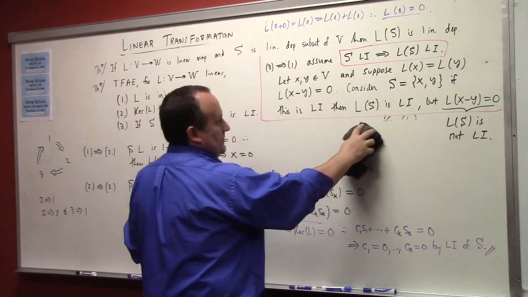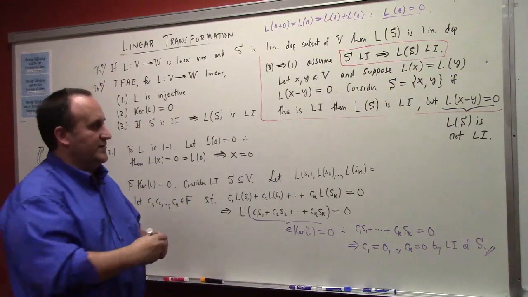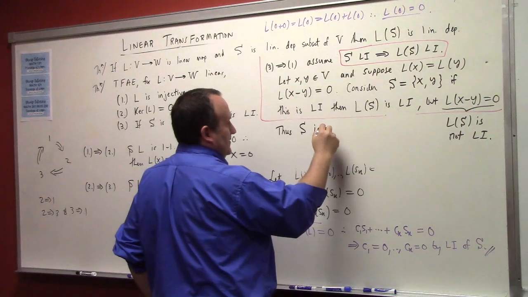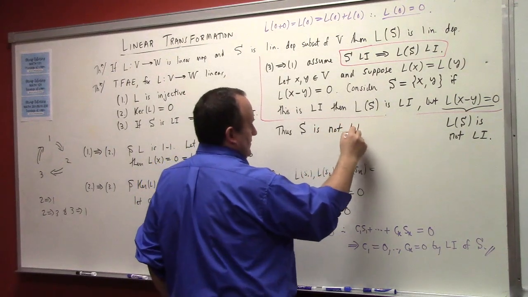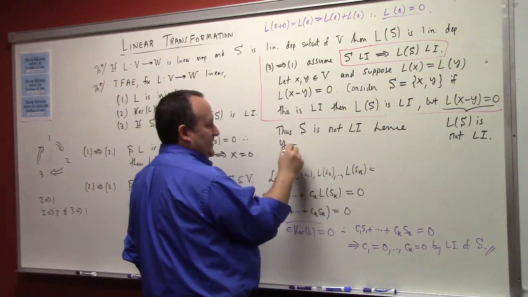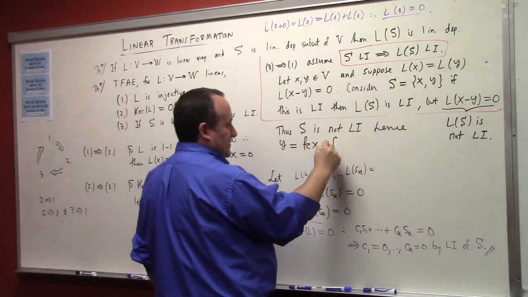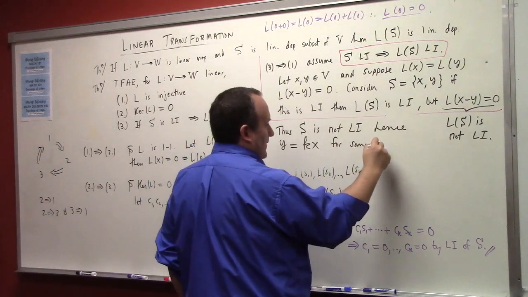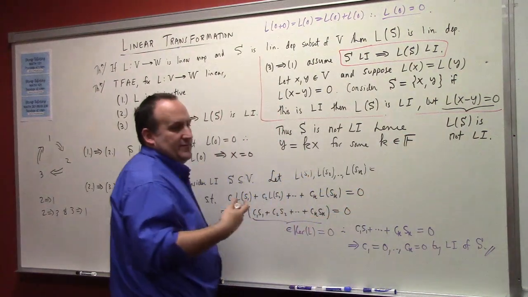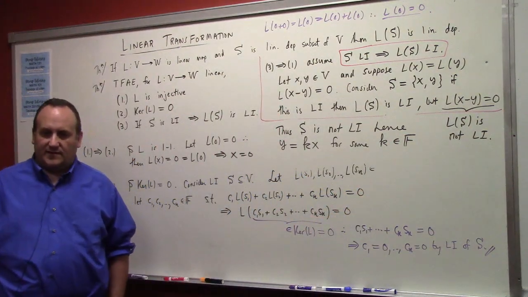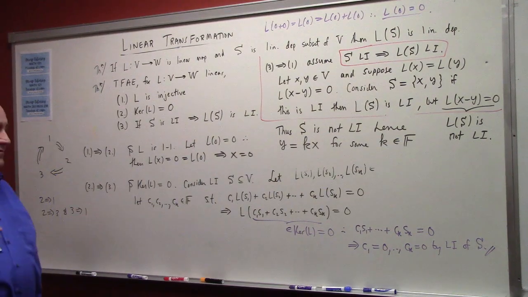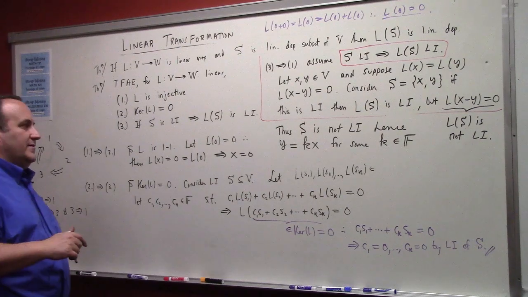And so thus, S is not linearly independent, hence y must be equal to k times x for some k in the field, right? That's a theorem we have, that if you have a two vector set and it's linearly dependent, it must be that one vector is a linear multiple of the other. The multiple could be 0, right?